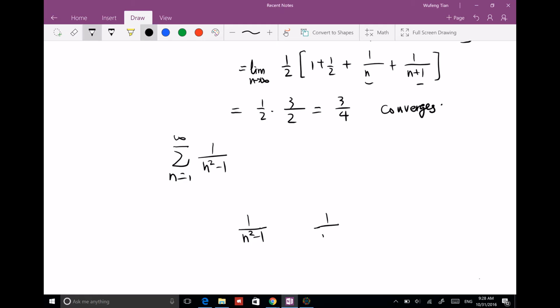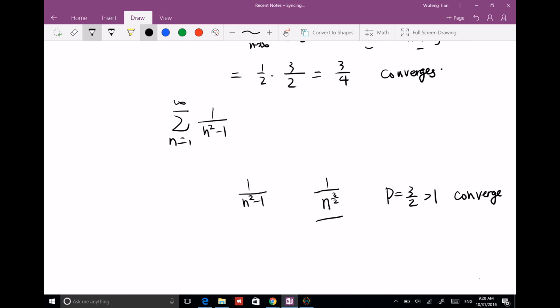Any other try? How about this one? 1 over n to the power 3/2. Does this one converge? My first question. Yes, why? Because p is greater than 1. P is 3/2, which is bigger than 1. This one converges. Perfect. I can just tell p is bigger than 1. This one converges, it's a p-series.